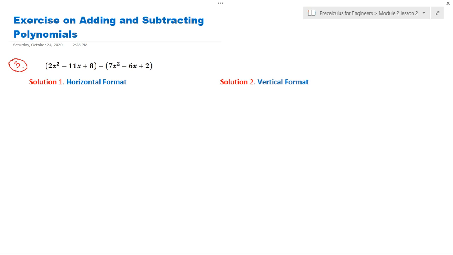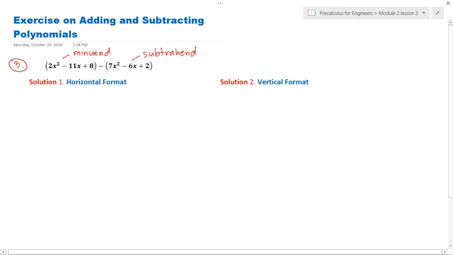So for a horizontal format, especially for subtracting polynomials, just write the minuend. So this would be the minuend. And then yung second part is our subtrahend, yung mag-subtract. So, una natin isulat yung minuend. Since wala ditong negative sign, positive lang, just copy the minuend. We have 2x squared minus 11x plus 8.